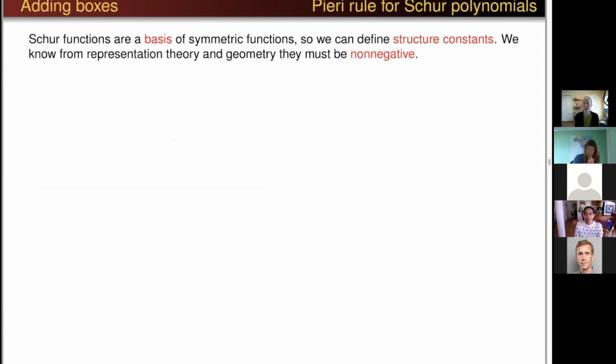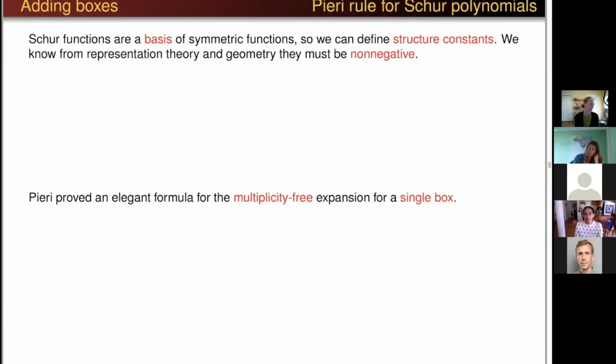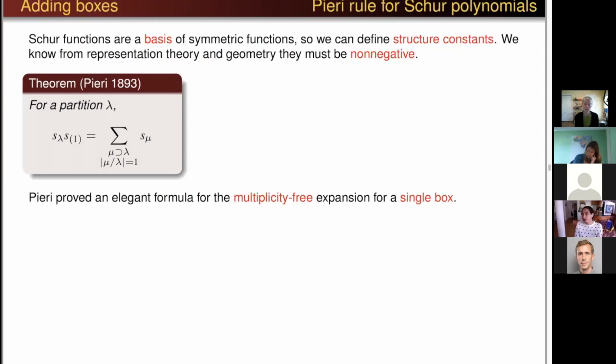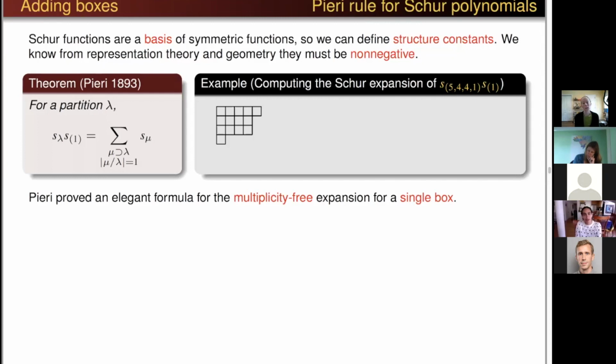So we can multiply Schur polynomials. We get positivity from the representation theory or from the geometry, actually from both. So it's definitely positive. Pieri, long before these connections, gave us the formula. So let me do it in a single box. So here's the equation. Equations are great. Let me draw the picture. Those are so much better.